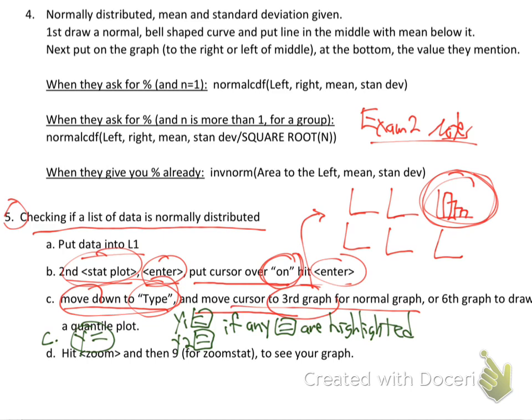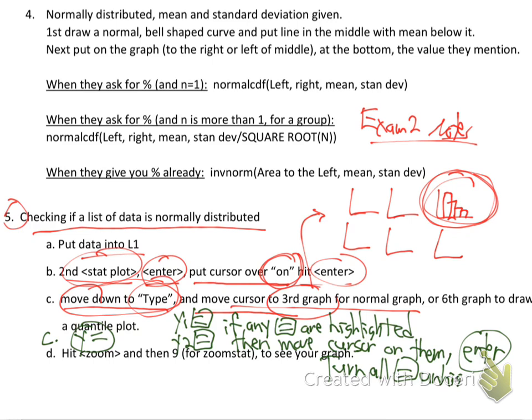If any equal signs are highlighted, then move the cursor on them and hit Enter. That'll turn them off. It's like a light switch, just off, on, off, on. Just move your cursor onto the equal sign, hit Enter, and it'll turn it off. Just make sure all equal signs are unhighlighted. Turn them off. Turn them all off. Okay, then go on to step Z.